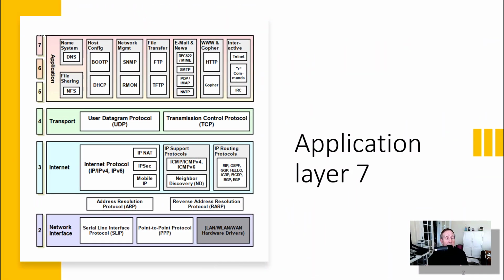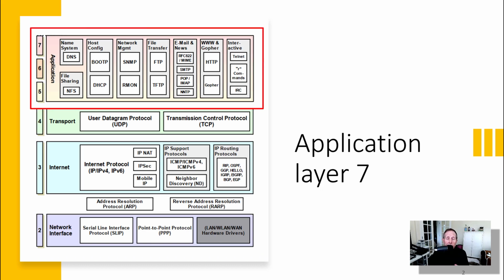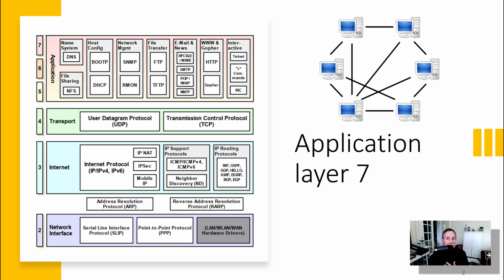Now, compared to the TCP model, which you see here on the slide, we see that layers 5, 6, and 7 are combined in the TCP model. That is one reason why we see a lot of protocols at what we consider the application layer. Let's break them down and take a look at them. We're also going to take a look at two architectures. One is client-server, and the other is peer-to-peer.